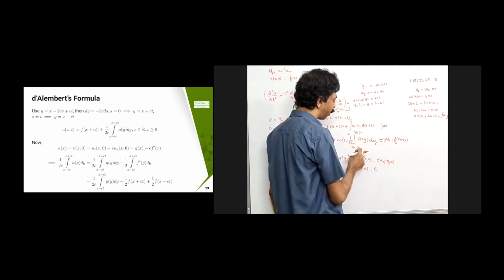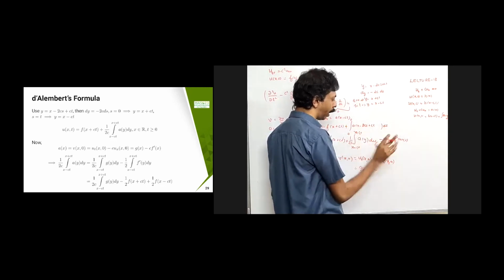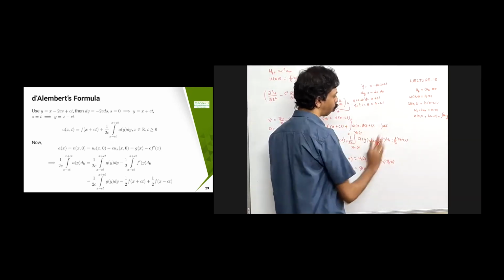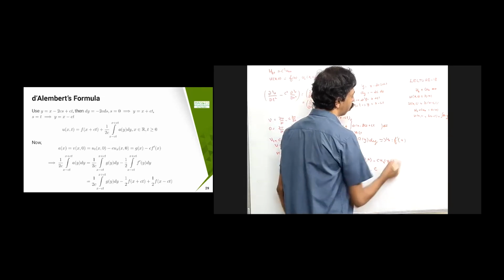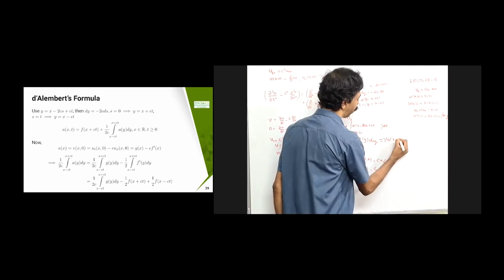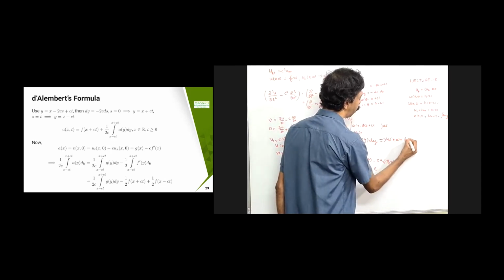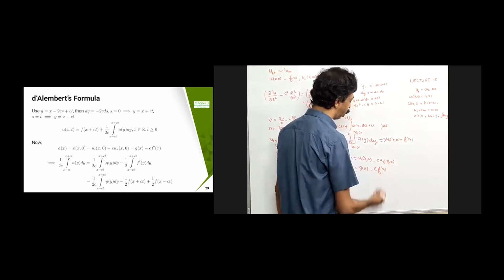In this case, if I just substitute t equal to 0, this is going to become the integral from 0 to 0. Therefore, the integral is not going to be there. It is going to vanish. Only f dash of x is the only thing you are going to get because t equal to 0. So ux of x comma 0 is going to become f dash of x. Therefore this is going to become minus c into f dash of x.